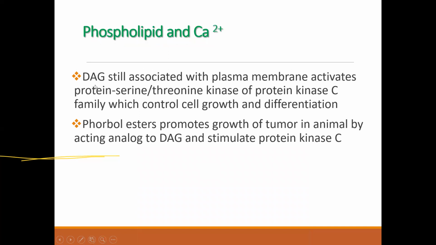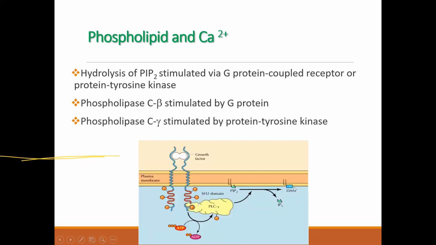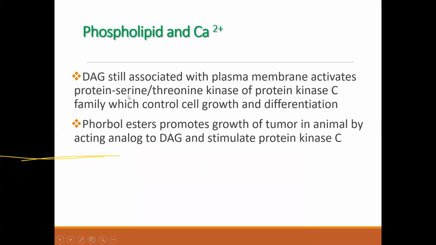The second messenger DAG, from the PIP2 substrate, will associate with the plasma membrane and then activate another type of protein kinase, which controls cell growth and differentiation. The substance called phorbol ester promotes the growth of tumors in animals by acting as an analog of DAG, the second messenger, and stimulates protein kinase C, which then stimulates the expression of genes.